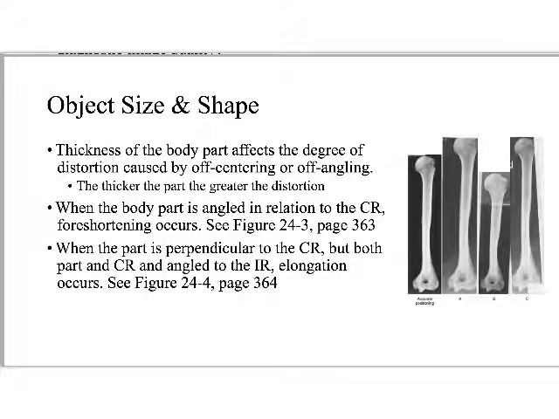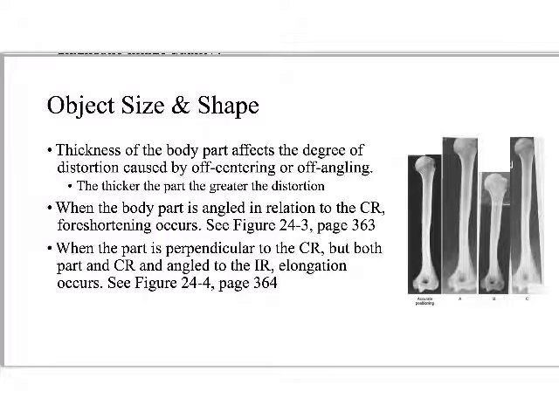All right, object size and shape. So not everything is within our control. Some things have to do with the way the patient themselves and the part are oriented, or the way that they look. So the thickness of a body part affects the degree of distortion caused by off-centering or off-angling. So the thicker the part, the greater the distortion, right? Also, if the part is an irregular shape for some reason, that also can influence the distortion. Also, as the part gets longer, the effects of distortion will be more pronounced.